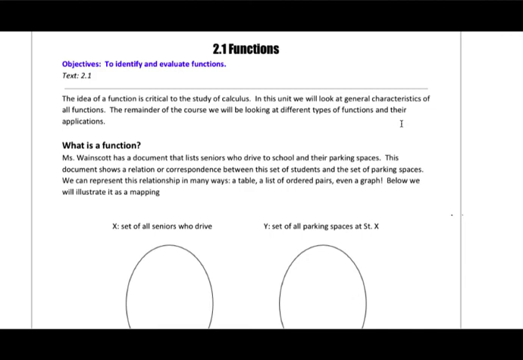Today we're going to talk about functions. This idea of a function is so critical to the study of calculus. In this unit we're going to look at characteristics of all functions. What are the things we want to look at for all types of functions?